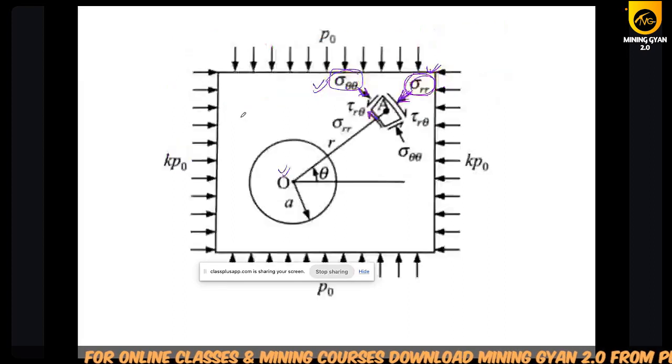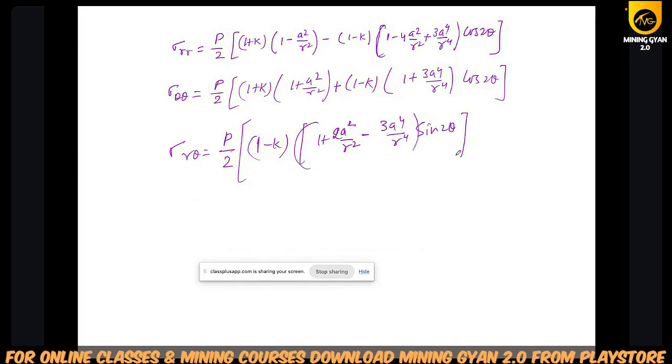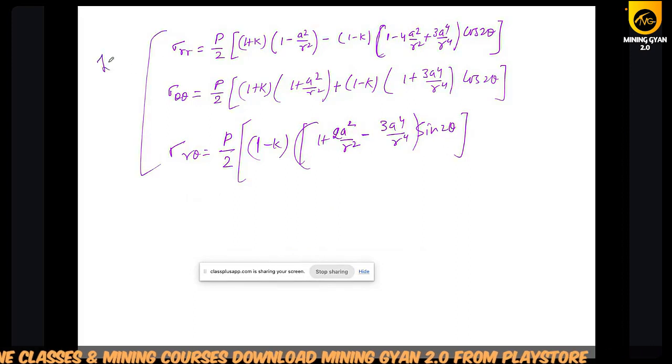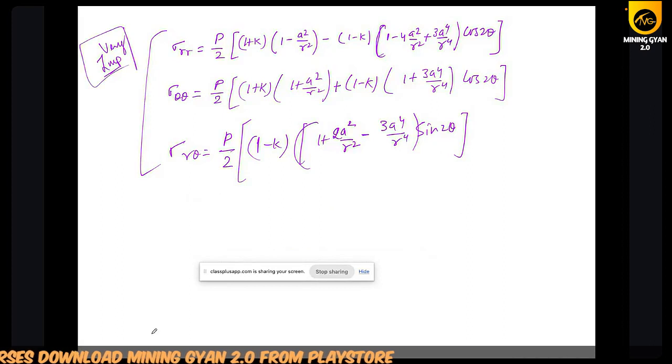And sigma r theta, the shear component, is p by 2 times (1 minus k)(1 plus 2 a square by r square minus 3 a to the 4 by r to the 4) sine 2 theta. These formulas are important, you should remember them, because many questions are asked in the GATE examination based on these formulas.